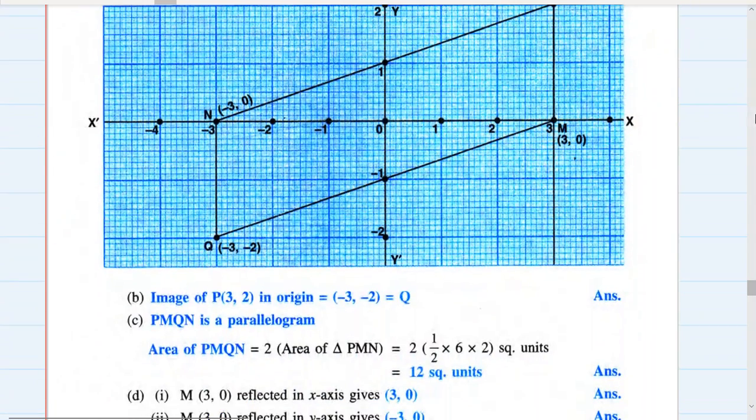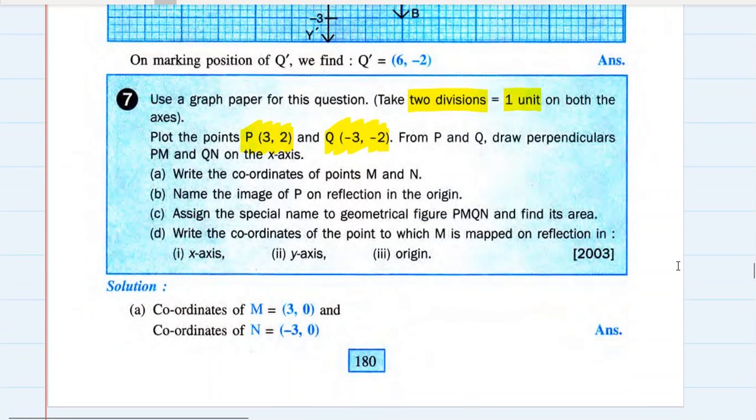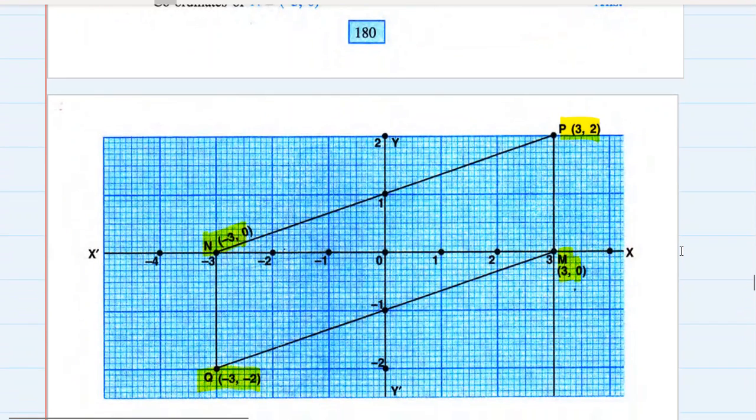See, they have plotted point P and Q over here. As you can see, from P and Q, they have drawn perpendiculars PM and QN on the x-axis. The coordinates of point M and N are (3, 0) and (-3, 0). Okay, so this is also done. Name the image of P on reflection in the origin. Okay, so P when reflected in origin becomes (-3, -2). Both the signs will change. So the image of P reflected in origin is Q.